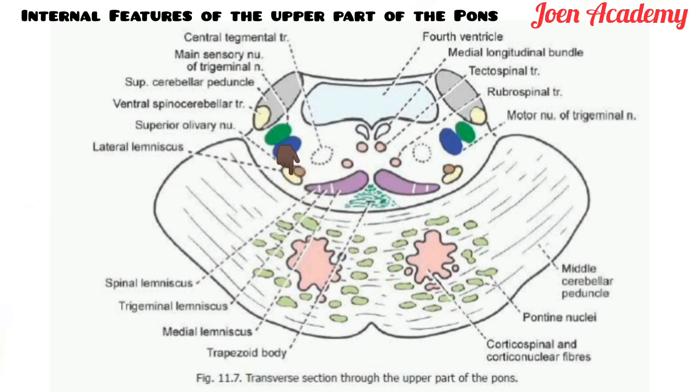The lateral lemniscus forms part of the auditory pathway. It is formed by the fibers arising in the nuclei lying in close relation to the trapezoid body. That is the olivary nucleus and the nucleus of the trapezoid body.